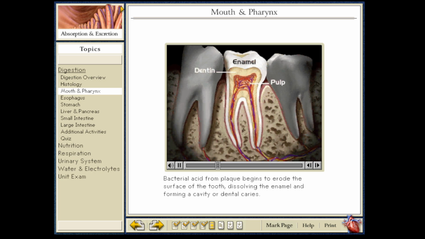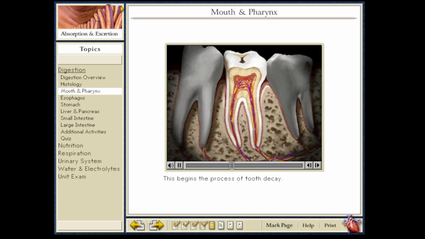Bacterial acid from plaque begins to erode the surface of the tooth, dissolving the enamel and forming a cavity or dental caries. This begins the process of tooth decay. The enamel contains no cells, so no pain is experienced at this point.